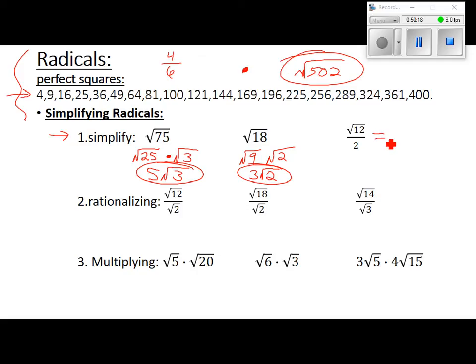So on this one, just look at the top, square root of 12. Is there a perfect square number that'll go into 12? 4 times what? 3. What is the square root of 4? 2. So that comes out of the radical. What's still in the radical? 3. So it'd be 2 times the square root of 3.